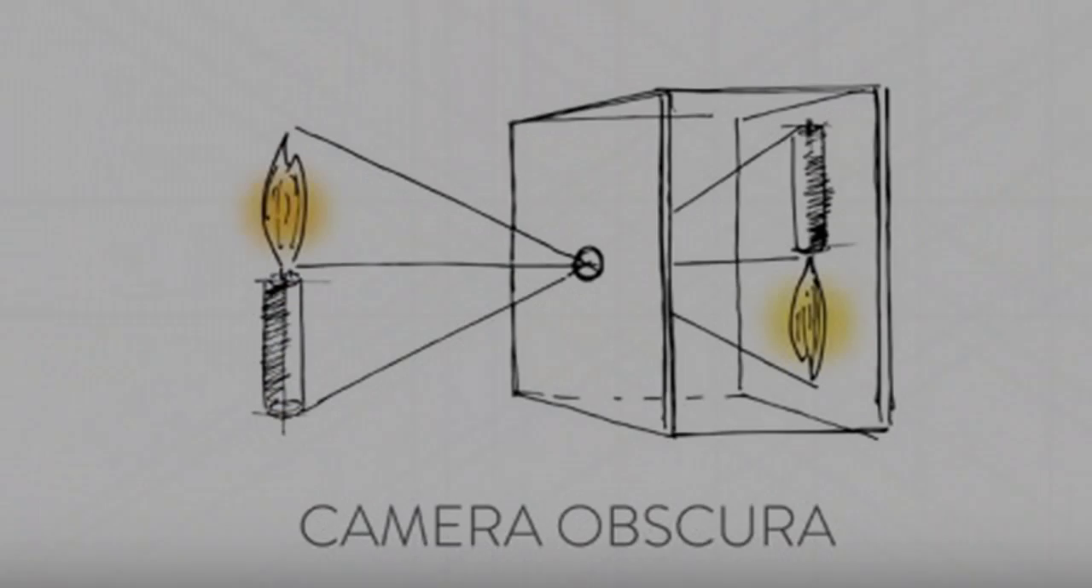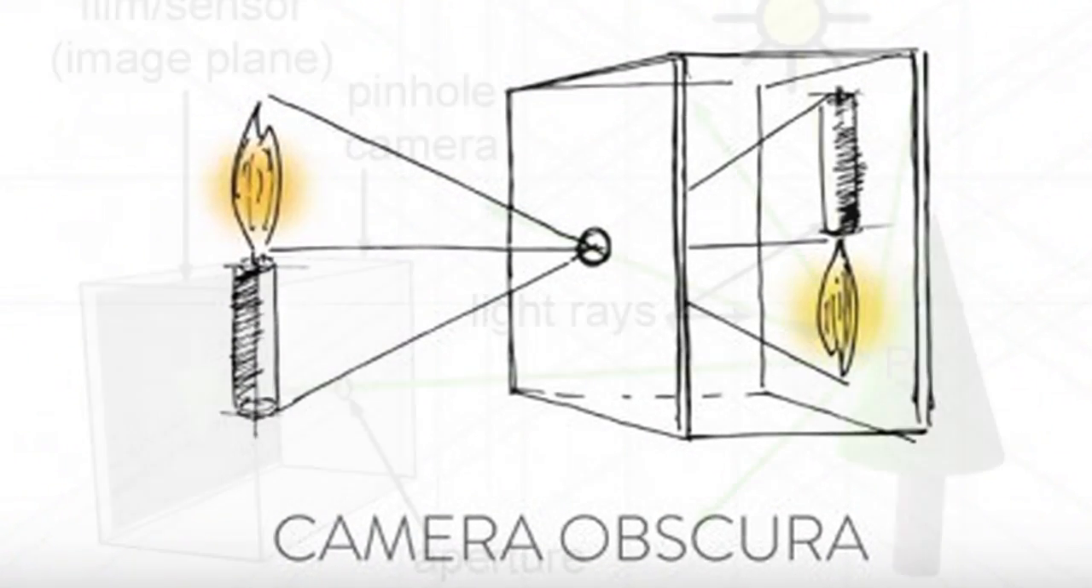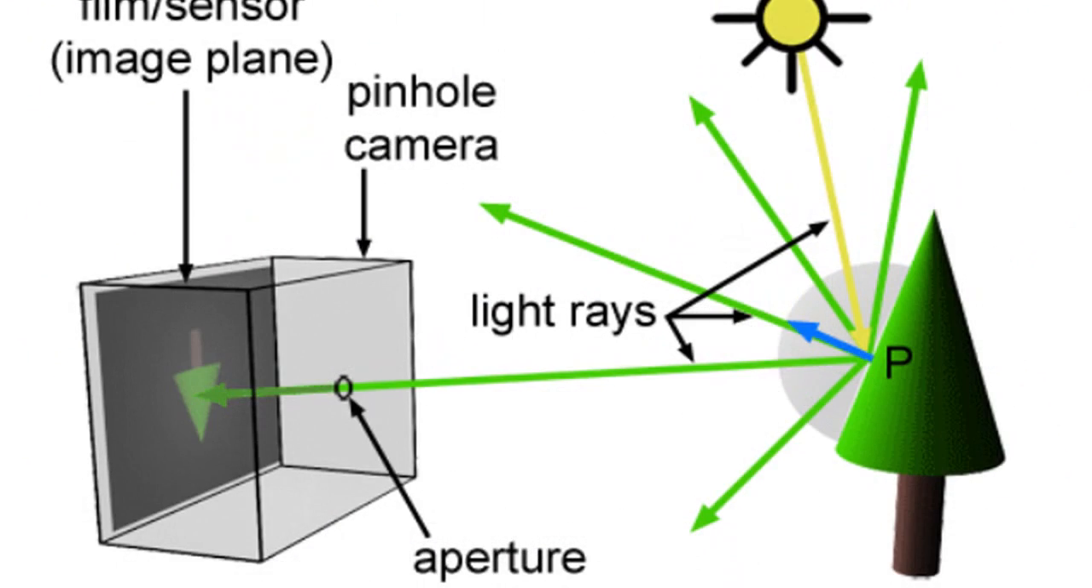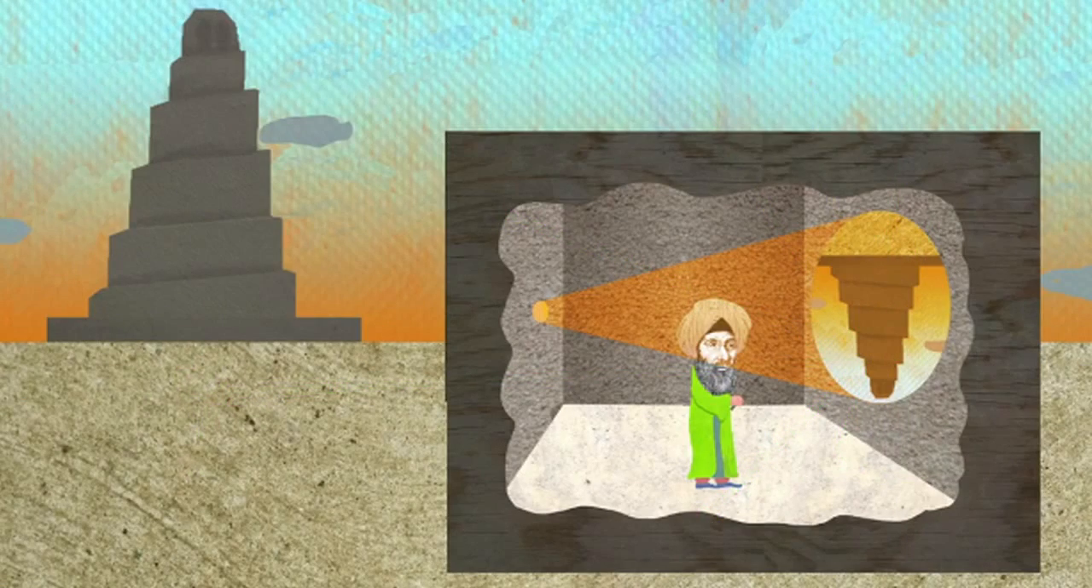Then came the camera obscura. Light was let through a small lens, which in many cases was nothing more than a small hole. The light inverted and cast on the far wall, or image plane, that which could be seen had someone looked through the small hole.